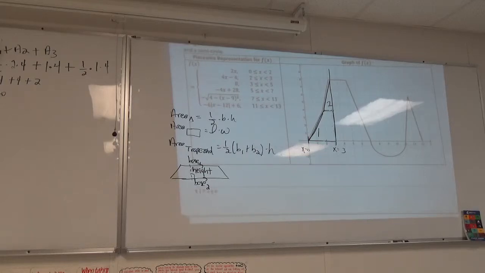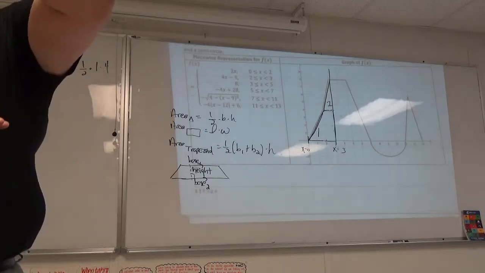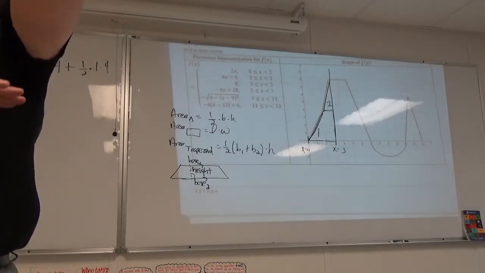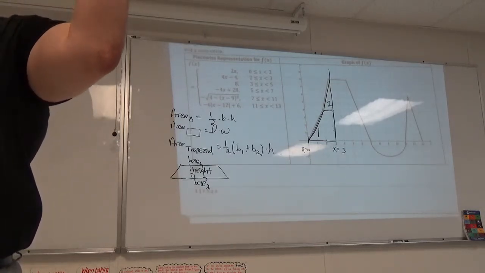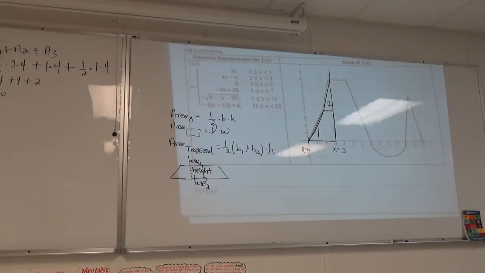The important thing to call something a trapezoid, you need 2 bases that are parallel. They have to be parallel. They could go like this, or they could go like this. Wait, what's your answer? I made a mistake. I thought it was 0. 2 plus 1 is 3.